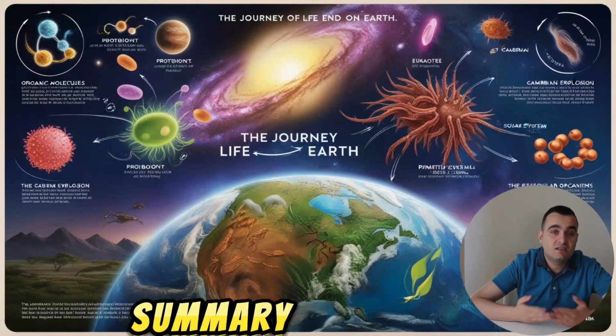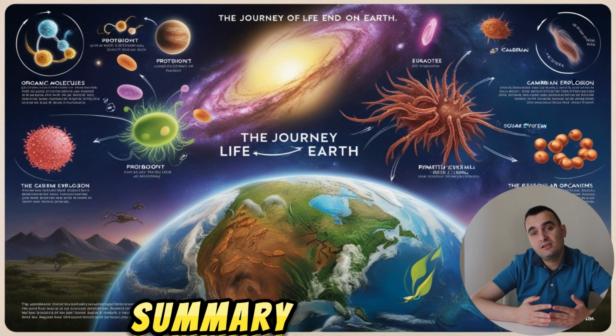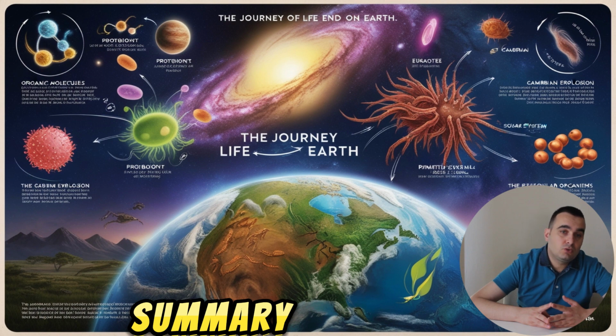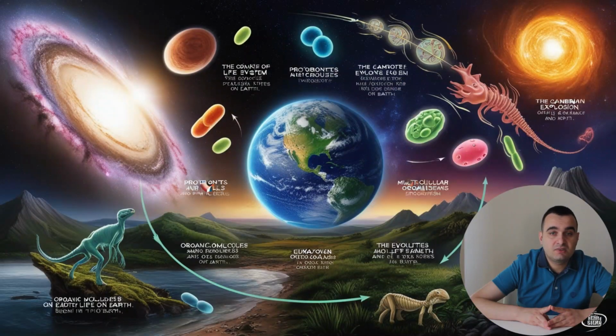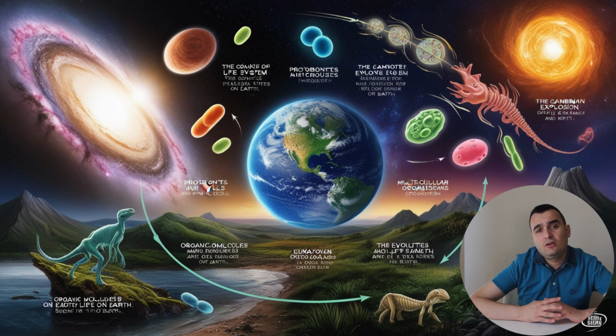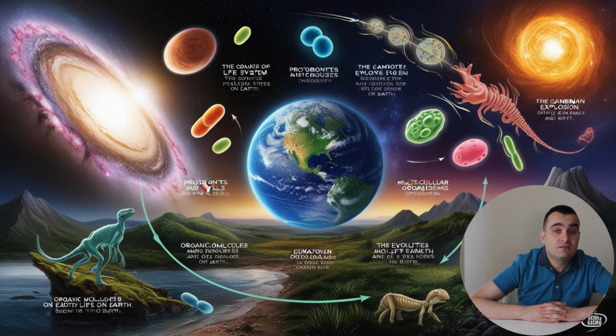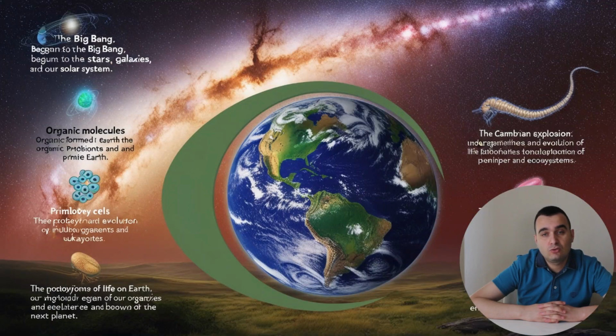Summary: the journey of life on Earth began with the Big Bang, leading to the formation of stars, galaxies, and our solar system. Organic molecules formed on Earth, leading to the emergence of protobionts and primitive cells. These cells evolved into prokaryotes and eukaryotes, eventually forming multicellular organisms. The Cambrian Explosion marks the rapid evolution of complex life forms and ecosystems.